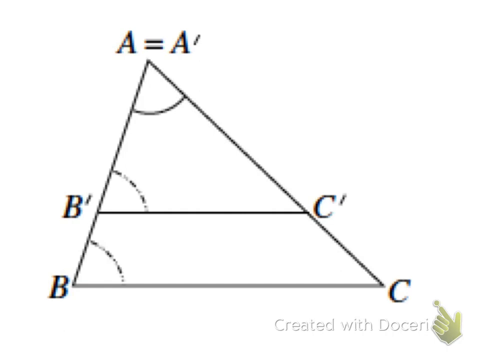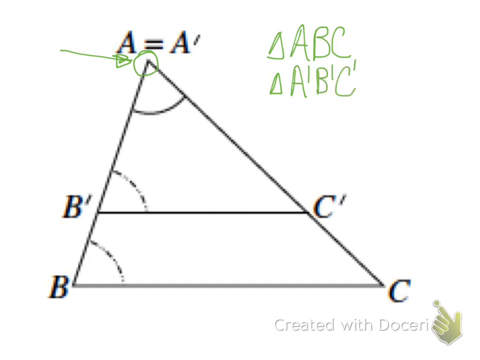In this diagram, we have two triangles that share one common vertex right here. So one vertex of these two triangles is the same, so I know that this angle here is the same for both triangles. Let me trace out my triangles. I could just name them. I've got triangle ABC, and then I've got triangle AB'C'. Those share a common angle A.